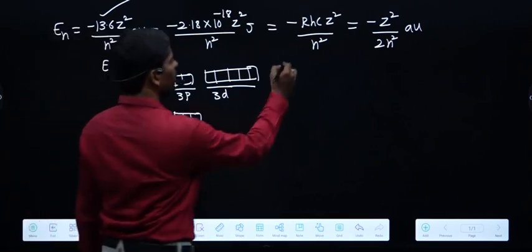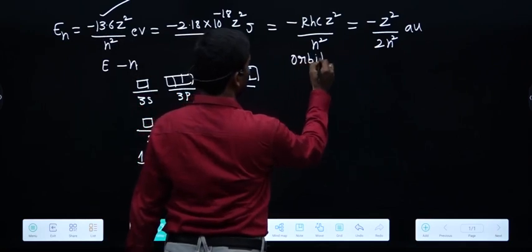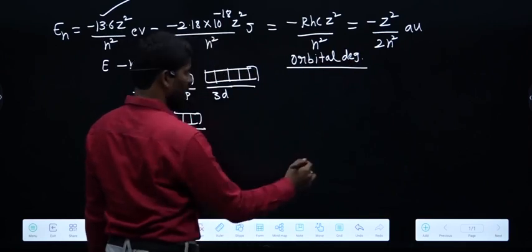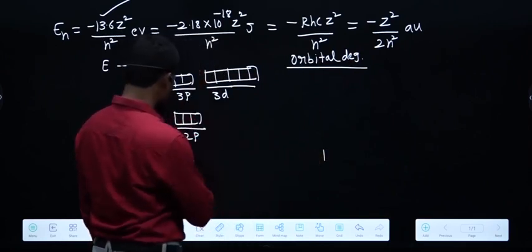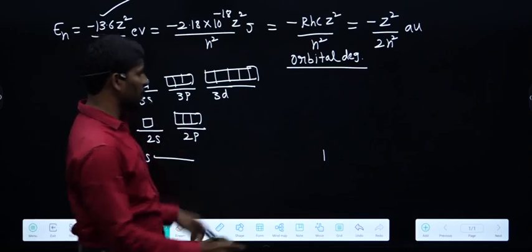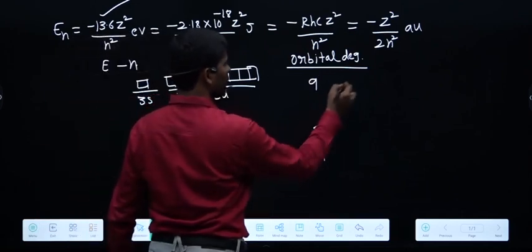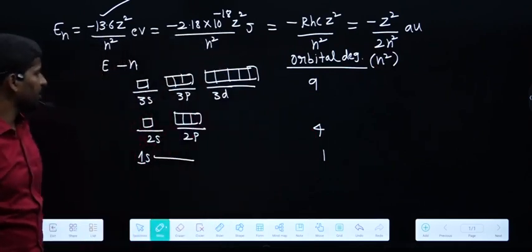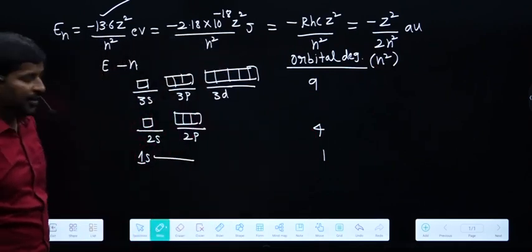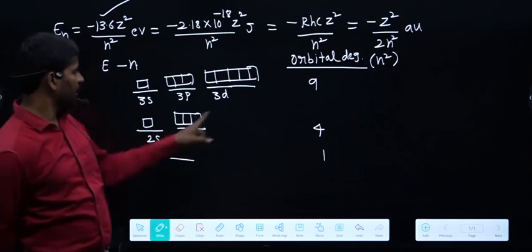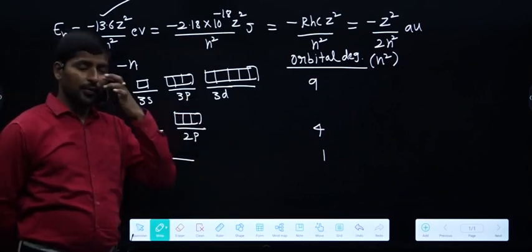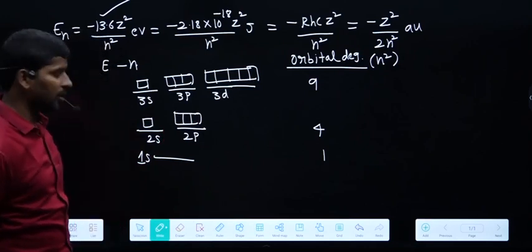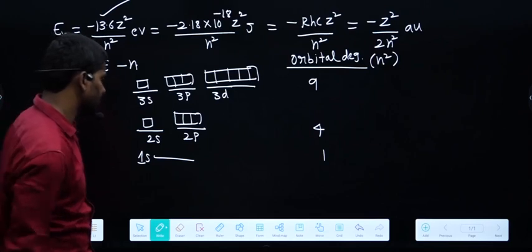So what about orbital degeneracy in the case of one-electron systems? In the first shell only 1 orbital, so 1. In the second shell 4 orbitals, so 4. In the third shell 9 orbitals. So the expression for orbital degeneracy is n square, the shell number squared: 1 square is 1, 2 square is 4, 3 square is 9. In the fourth shell, 4 square, 16 orbitals possess the same energy.